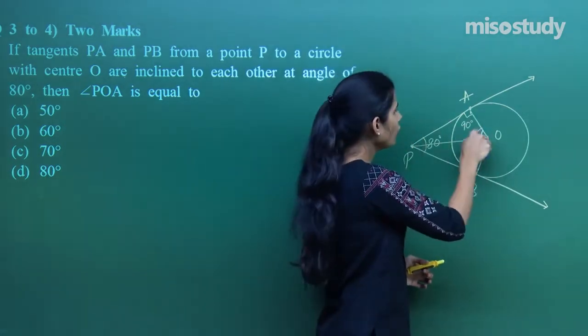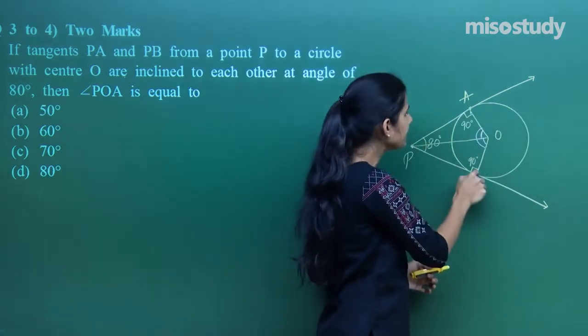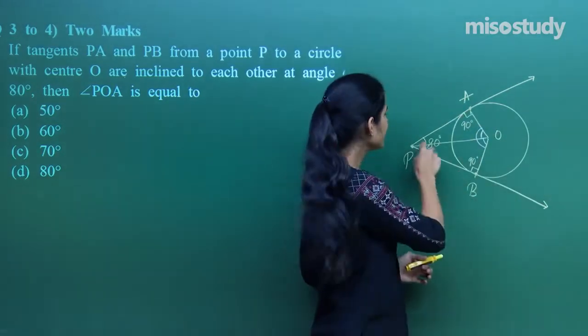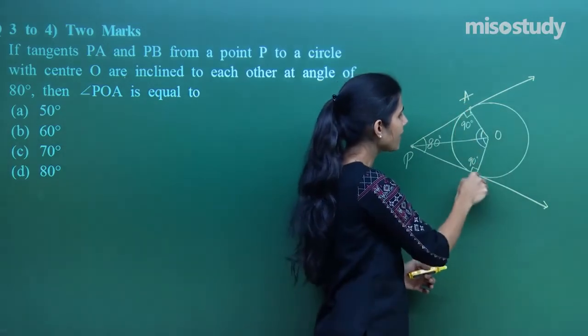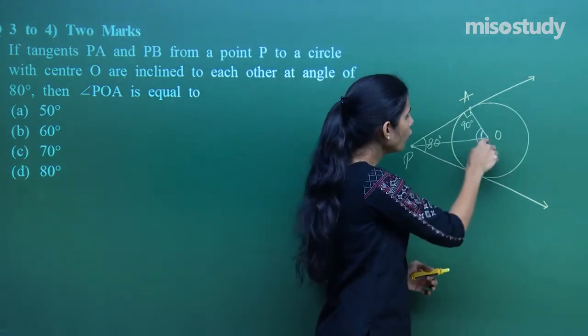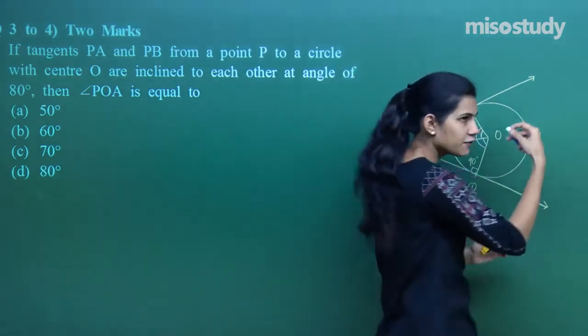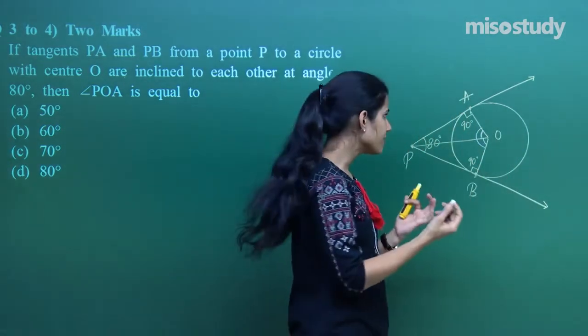So angle POA is half of angle BOA. What am I saying? Angle POA is half of angle BOA. Angle POB is half of angle BOA. So we have this, and if you are not able to recall it, you can very easily prove.